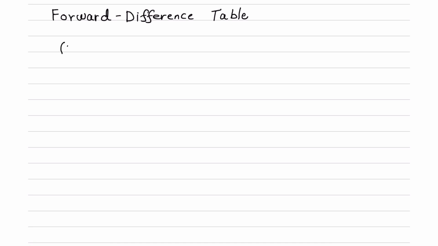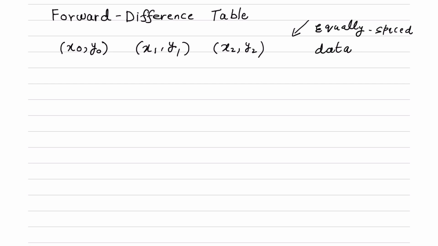Let's say we have the data consisting of 3 points. And this data is equally spaced. From the previous videos, you can recall that if the data is equally spaced, then the difference between every two consecutive values is same all along the data. And let's say if x0 is the first value, then the next value would be x0 plus h.